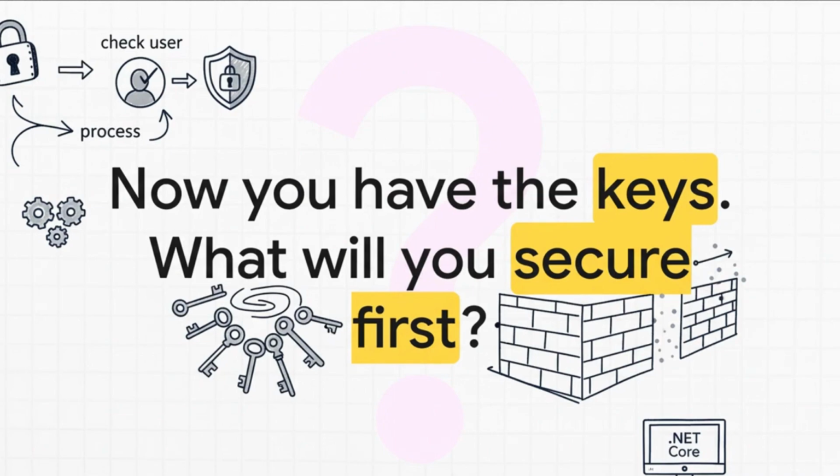So there you have it. That's the core of how you secure your .NET Core app. You now get how to define the rules, check the user, and apply the lock. It's a clear, powerful process. The only question left is, now that you have the keys to the kingdom, what part of your app are you going to secure first?